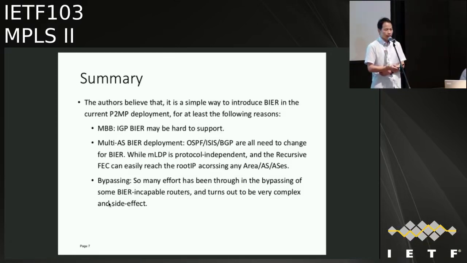The third is bypassing. So much effort has been put into bypassing BEER-incapable routers, and it turns out to be very complex with side effects. But this simple way only needs to extend mLDP, and we leverage the already supported P2MP forwarding.